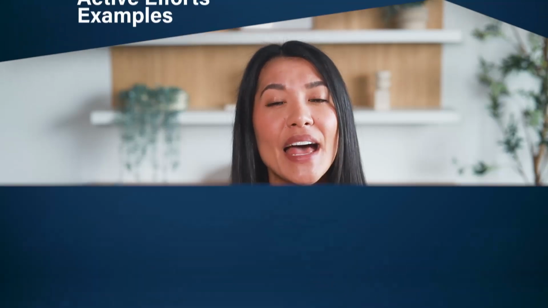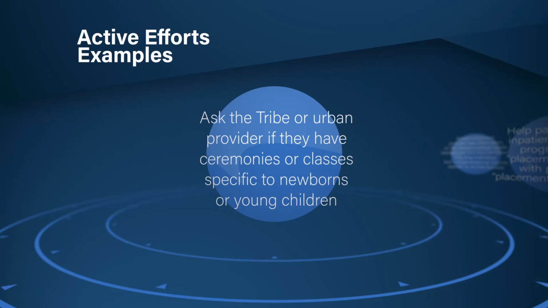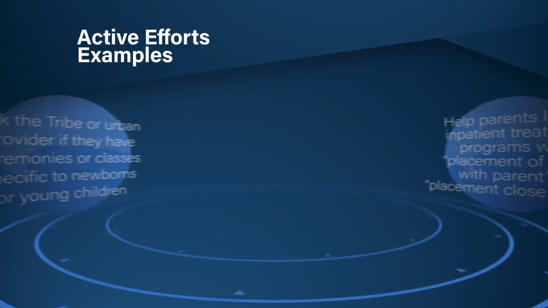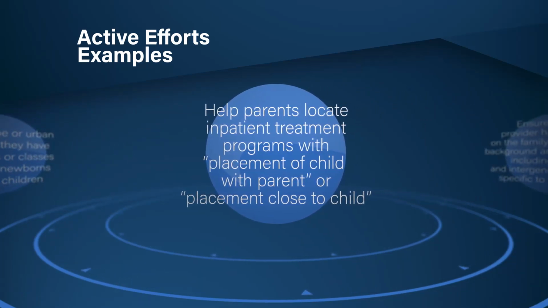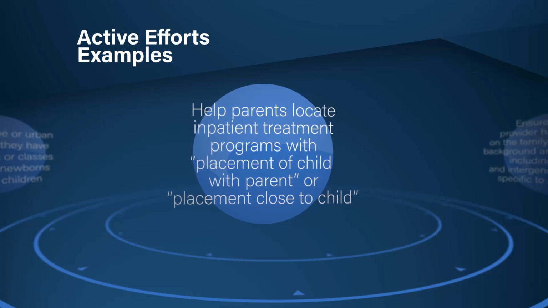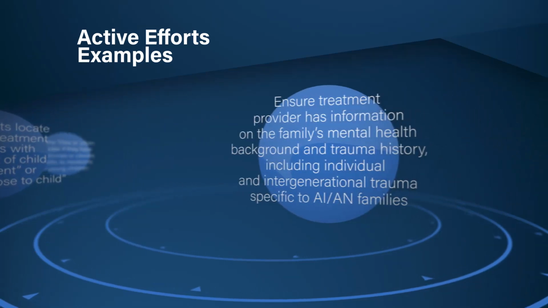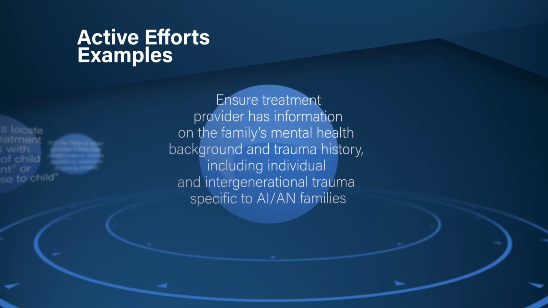Here are three examples of active efforts at this point. Ask the tribe or urban provider if they have any ceremonies or classes specific to newborns or young children. Help parents locate inpatient treatment programs where options include either placement of child with parent or placement close to child so visitation can occur consistently. Ensure the substance use treatment provider has information on the family's mental health background and trauma history, including individual and intergenerational trauma specific to AIAN families.